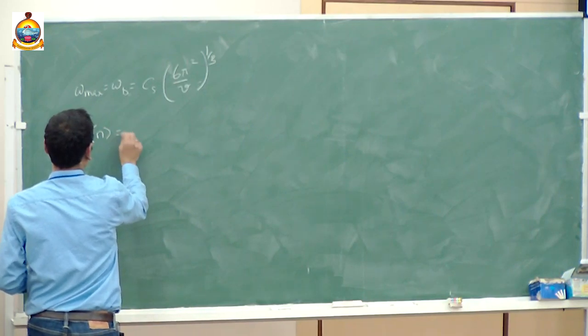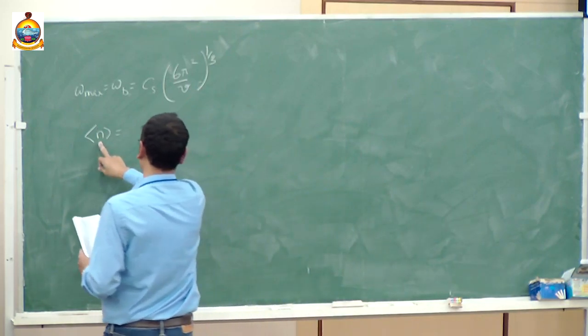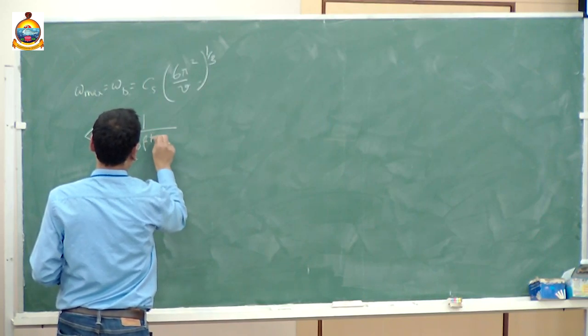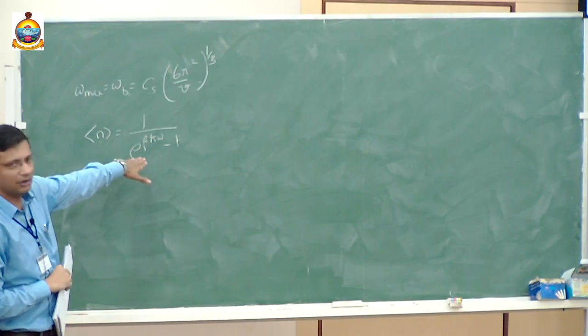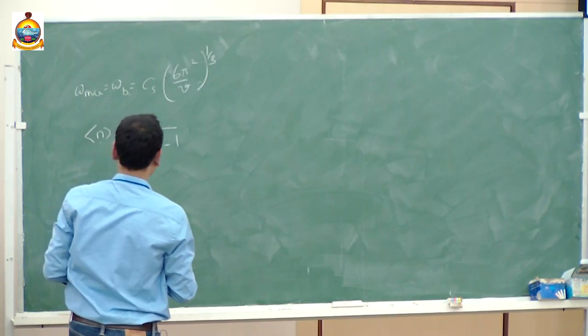I just recall the result for the harmonic oscillator problem that I got. So I remember what the expectation value of n was for the harmonic oscillator. It was this, right? You recall this from the last class. So this was the calculation for one harmonic oscillator.